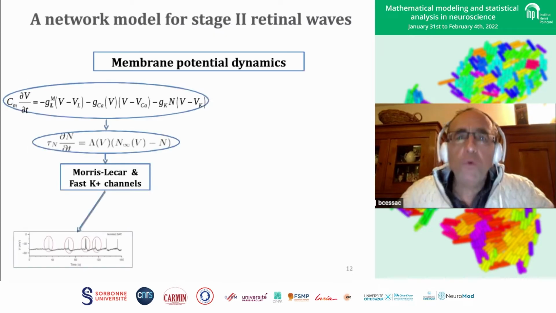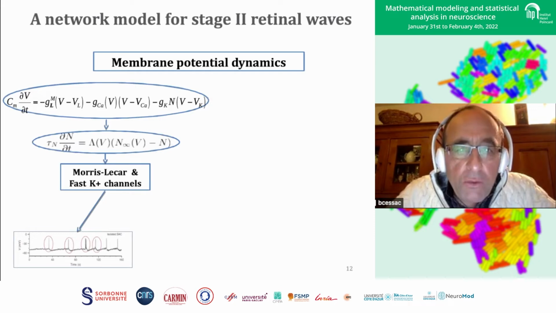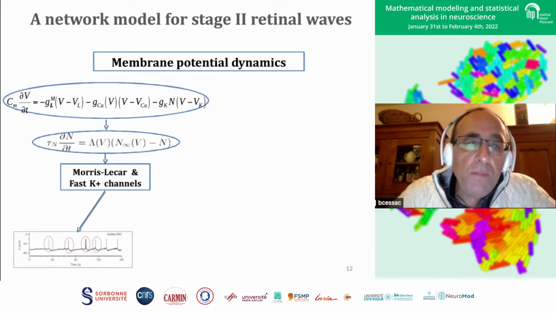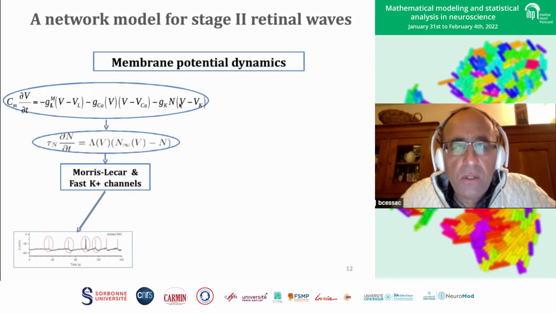So now I'm going to quickly present the models that we have chosen. The idea is to produce these three mechanisms. The bursting will be made with the almost classical Morris-Lecar model that you can see here. The only difference with the classical Morris-Lecar is that the potassium variable here is fast. Normally in the Morris-Lecar it's rather slow.